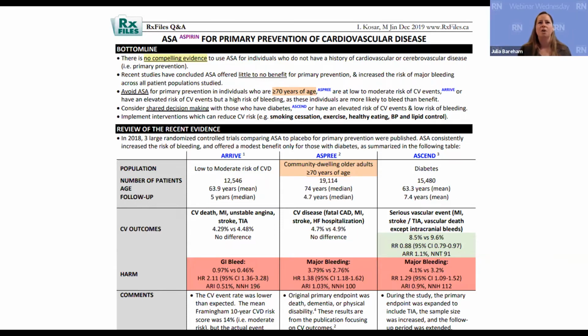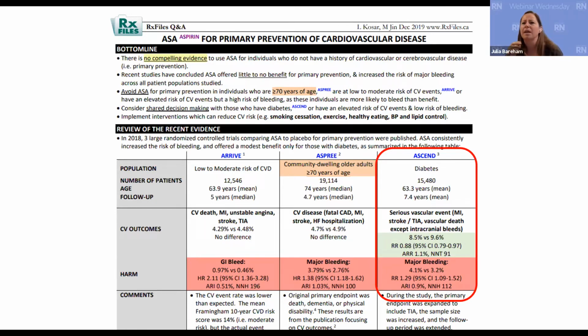So in this quick 2-page document, we look at the evidence. And what we say is, here's what we know. We looked at these 3 really big trials, and in the end, they took ASA compared to no ASA or placebo for people who have not had an event yet. And what we found is that ASA consistently increases the risk of bleed and offers very little, if any, benefit for some, and those with diabetes might be a modest benefit. So if you're worried about the diabetes population or an individual who has diabetes, the ASCEND trial is where you want to look. You see green, good, red, concerning.